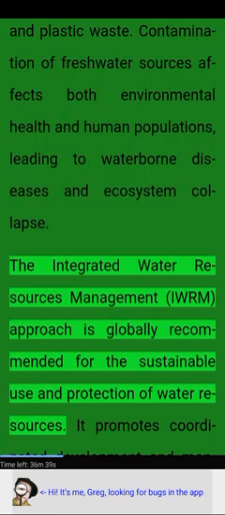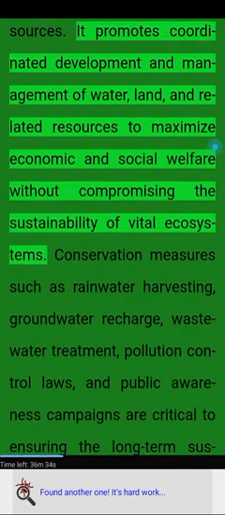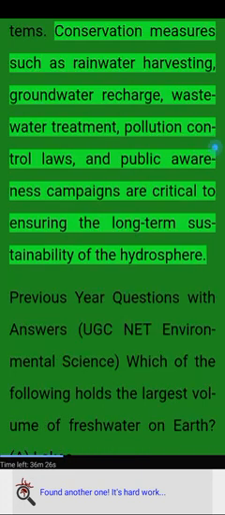The Integrated Water Resources Management (IWRM) approach is globally recommended for the sustainable use and protection of water resources. It promotes coordinated development and management of water, land, and related resources to maximize economic and social welfare without compromising the sustainability of vital ecosystems. Conservation measures such as rainwater harvesting, groundwater recharge, wastewater treatment, pollution control laws, and public awareness campaigns are critical to ensuring the long-term sustainability of the hydrosphere.